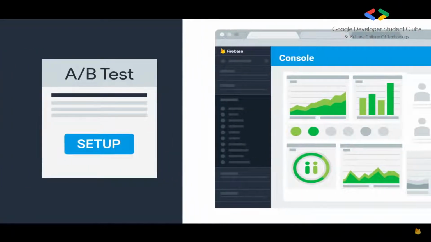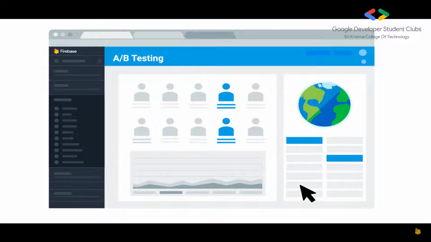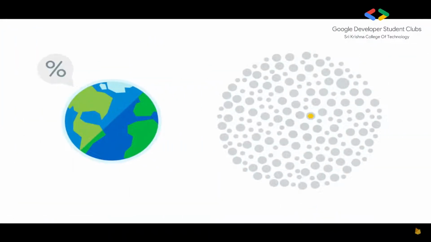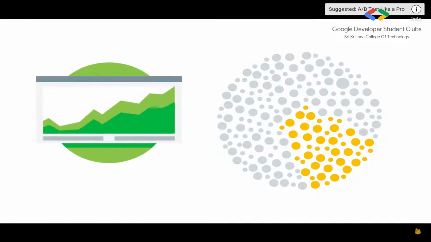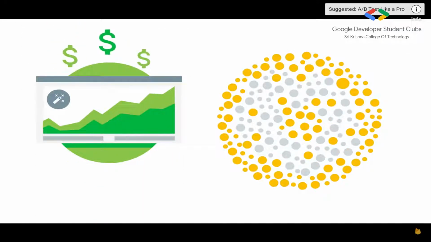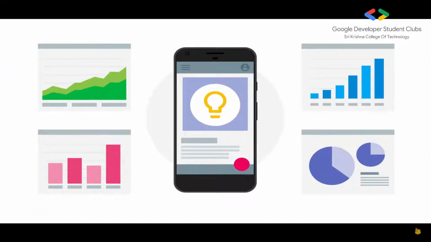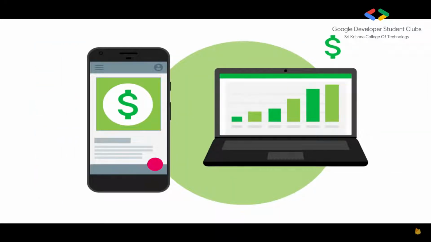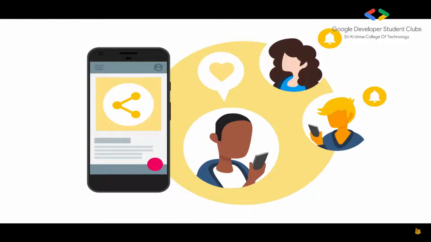To create an experiment, just head over to the Firebase console. You decide what users you're going to target. Maybe it's a small portion of your global audience, or maybe it's those who speak Korean, or maybe it's users who Firebase Predictions thinks will spend money in your app. You decide what elements of your app you'd like to change and what kinds of results you're looking to optimize, whether that's increasing ad revenue, retention, or some custom metric like users sharing the app with their friends.